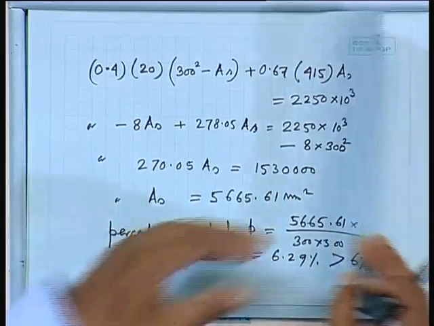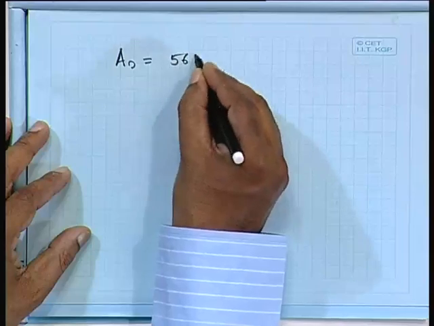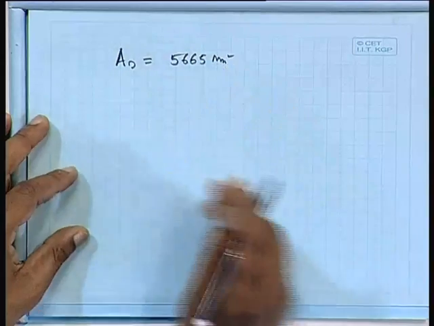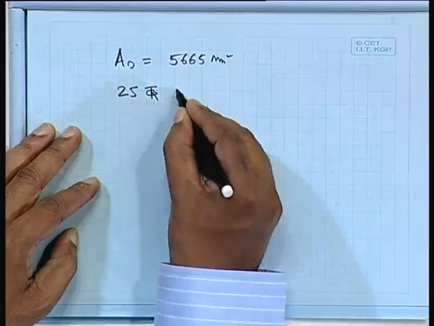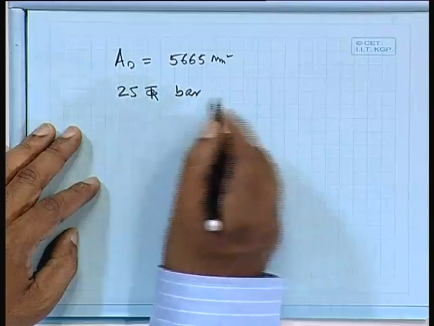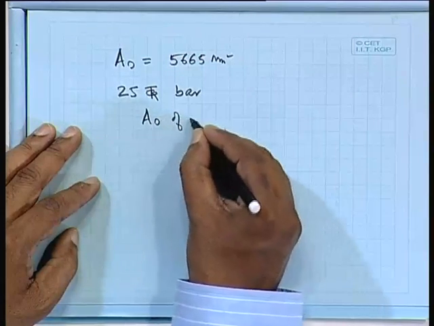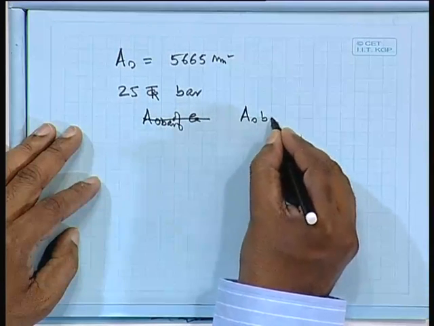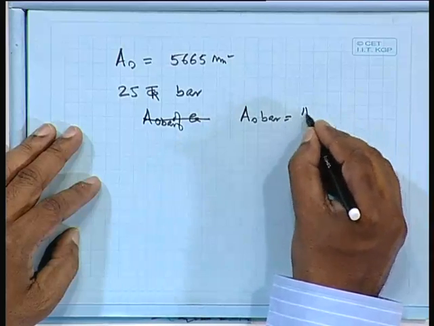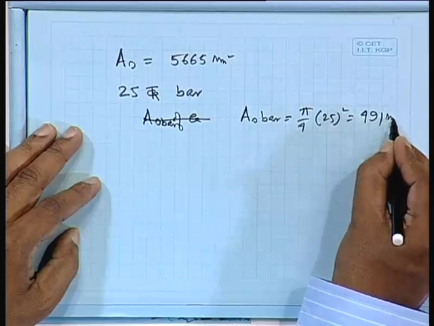Even if we provide that, let us find out the area of steel, say 5665 millimeter square. Let us consider 25 torr bar. Let us provide 25 torr bar. So, the area of steel of each bar, or A_s bar, comes as 491 square millimeter.